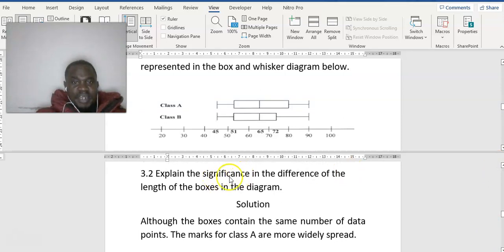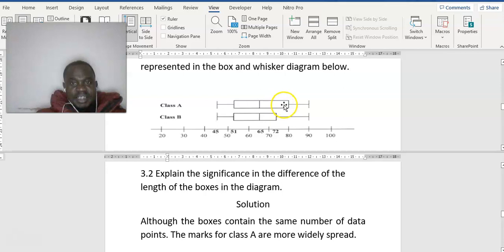It says explain the significance of the difference in the length of the boxes in the diagram. So what we can say is, although the box contains the same number of data points, the marks for A are more widely spread. If you check, this is widely spread.